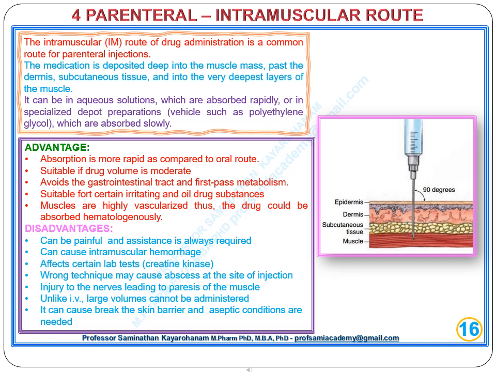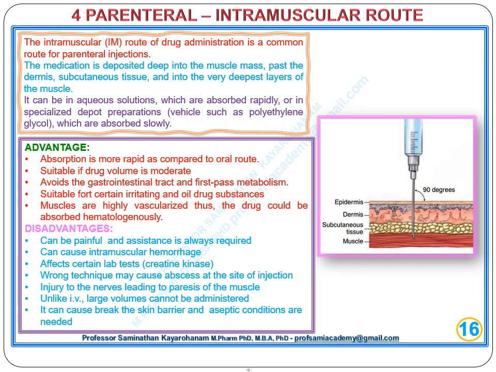which are absorbed slowly. Advantage: absorption is more rapid as compared to the oral route, suitable if drug volume is moderate, avoids the gastrointestinal tract and first-pass metabolism, suitable for certain irritating and oil drug substances. Muscles are highly vascularized, thus the drug could be absorbed hematogenously.